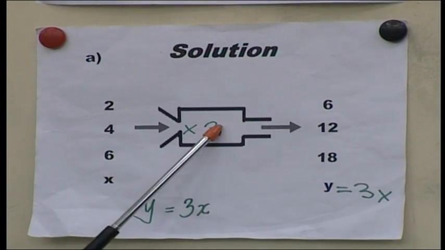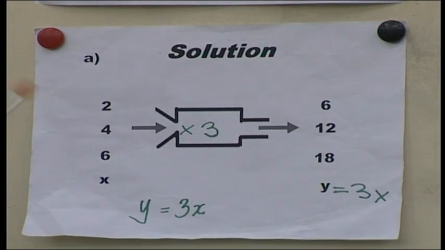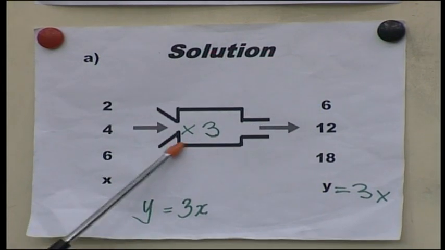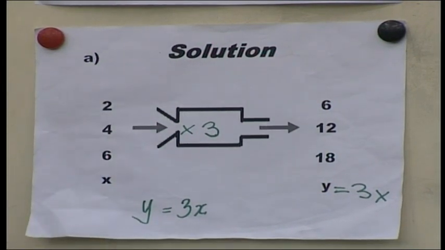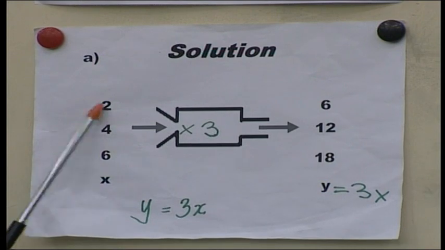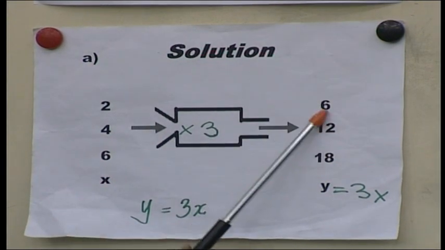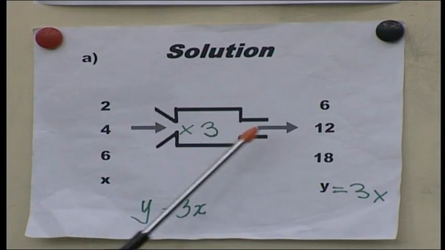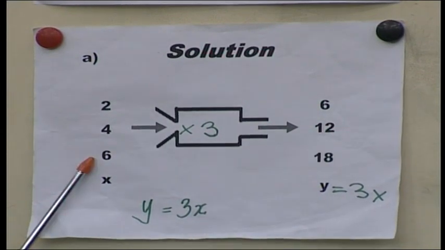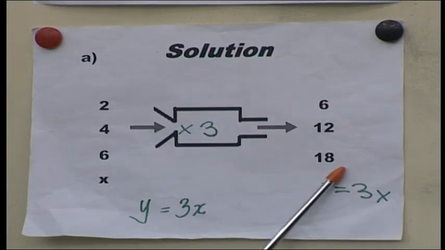Is it correct? Put your hand up if you have your function rule in the main part of this machine as times 3. Okay, very good. 2 times 3 is 6. 4 times 3 is 12. 6 times 3 is 18.